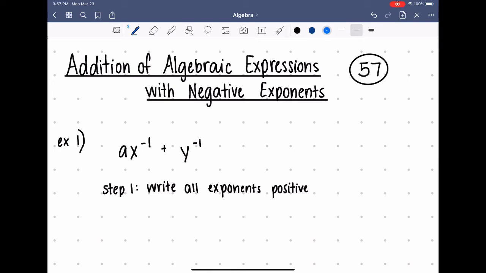Hello and welcome to lesson 57. Today we're going to talk about addition of algebraic expressions with negative exponents. So it's not too long of a lesson, but it can be a little bit tricky. So let's look at example 1.